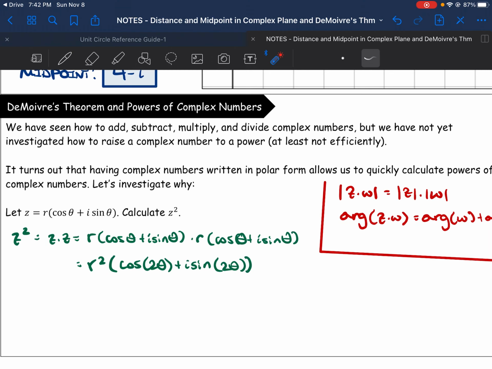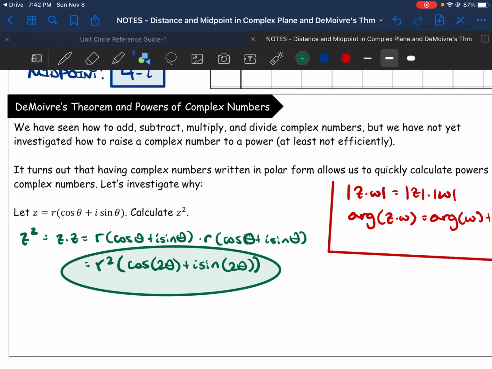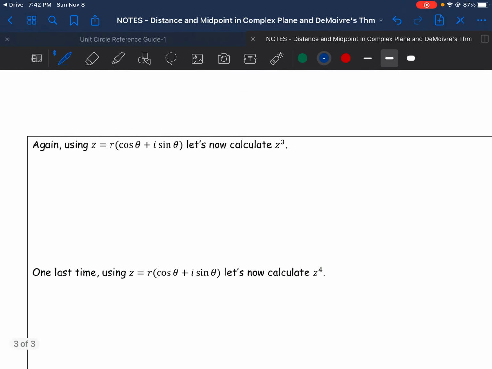Okay, so z to the second power, this complex number to the second power, is r squared cosine 2 theta plus i sine of 2 theta. And we'll be coming back to this because it's going to be very useful for us as we continue to investigate these powers of complex numbers. Okay, so that was z to the second power. Maybe let's try to calculate z to the third power, see if we can start noticing a pattern.